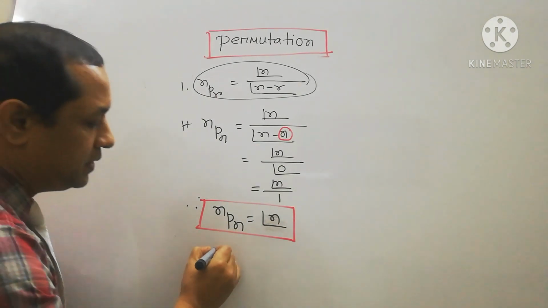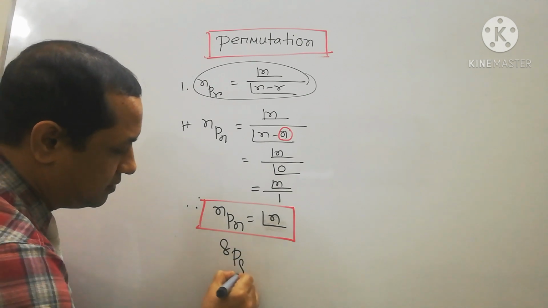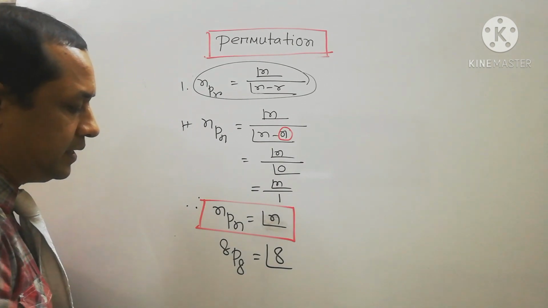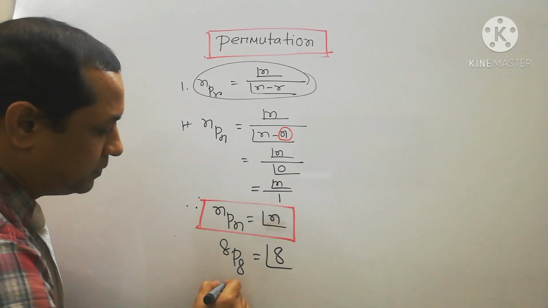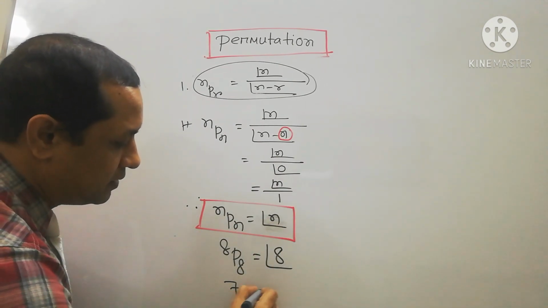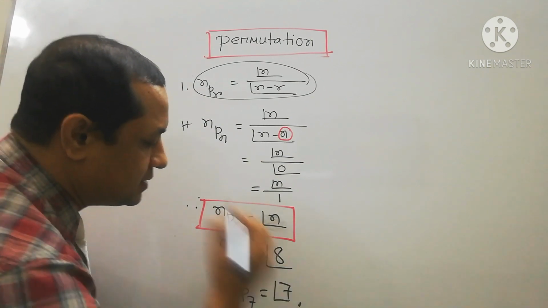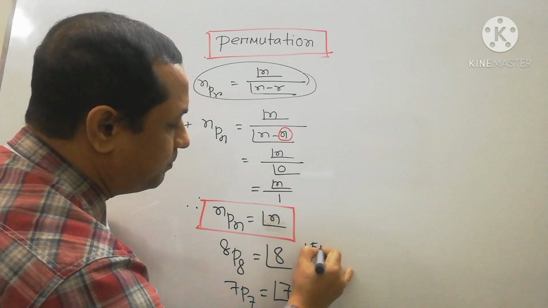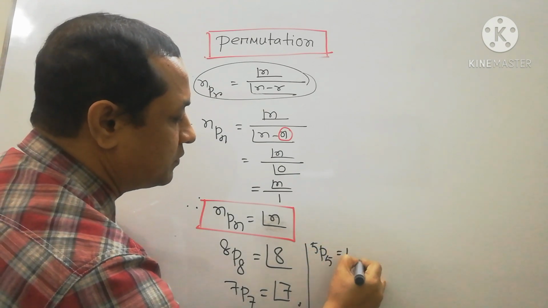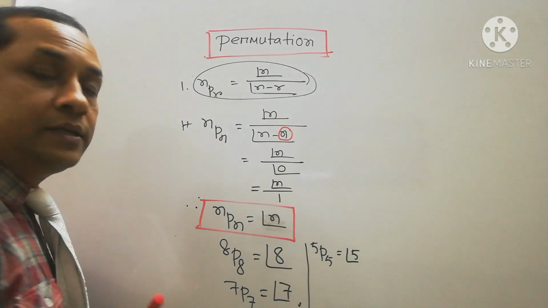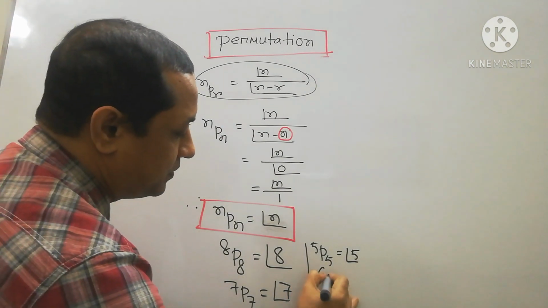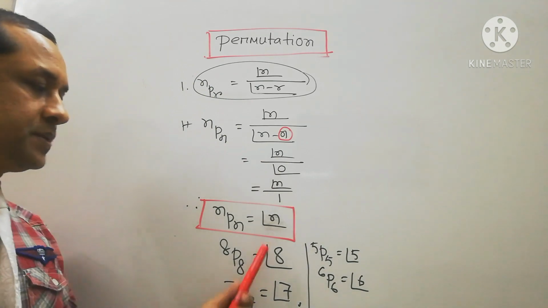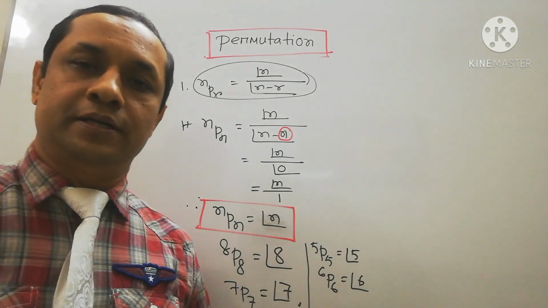So nPn we can write as factorial n. Similarly, we have 8P8 equals factorial 8. Another example, 7P7 equals factorial 7. And another example, 5P5 equals factorial 5. And 6P6 equals factorial 6. I hope, student, you were clear.